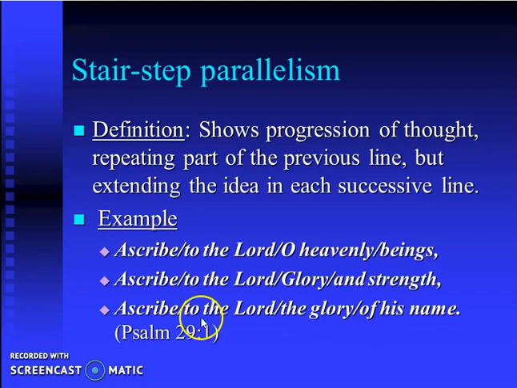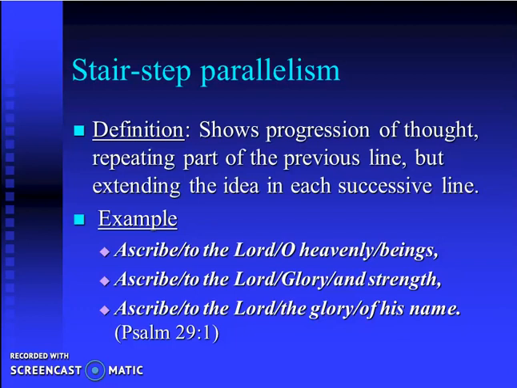Now, in each line of poetry, you have ascribe to the Lord, ascribe to the Lord, ascribe to the Lord. But then you keep adding ideas to the mix. So ascribe to the Lord who? O heavenly beings. Ascribe to the Lord what? Glory and strength. Ascribe to the Lord how much? The glory of his name, or the glory his name deserves.